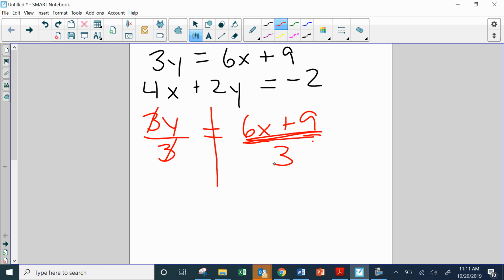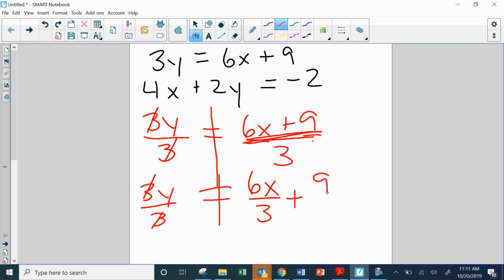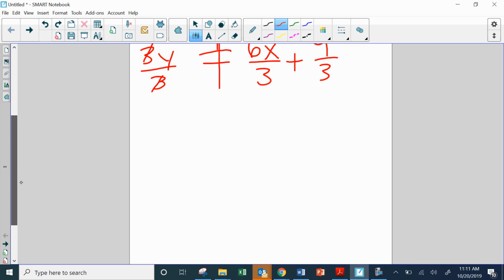I'm going to rewrite this and do it over again. So again, this is the same thing down here that I'm doing. The next step is really the same step. I'm just rewriting it a different way. 6x divided by 3 plus 9 divided by 3. Both of these are mathematically correct. I just think it's maybe easier to see if I do it this way.